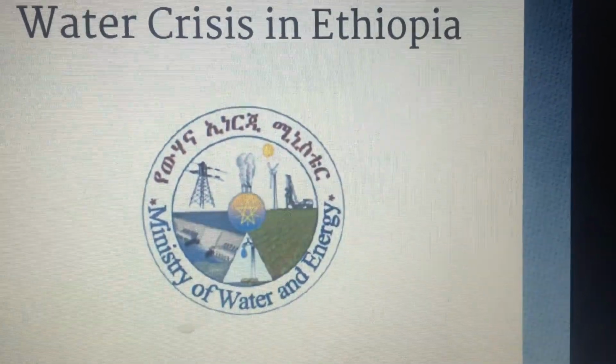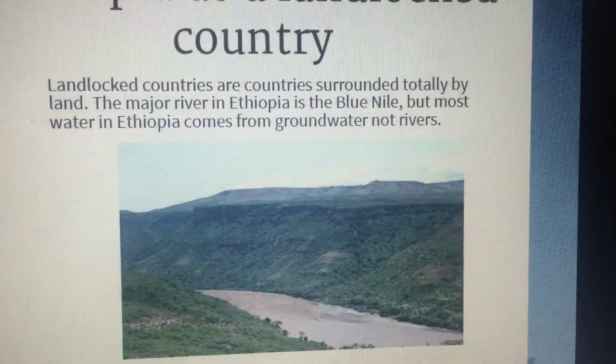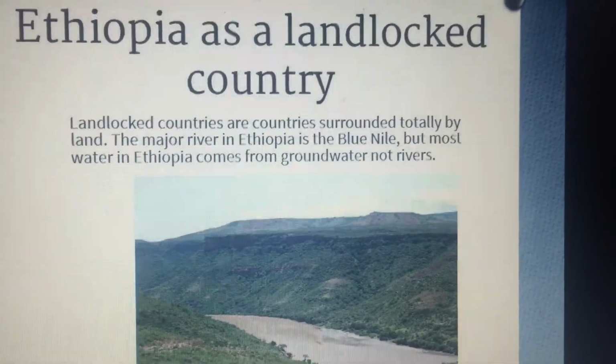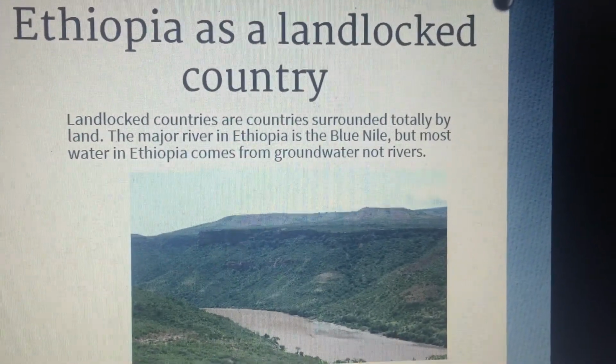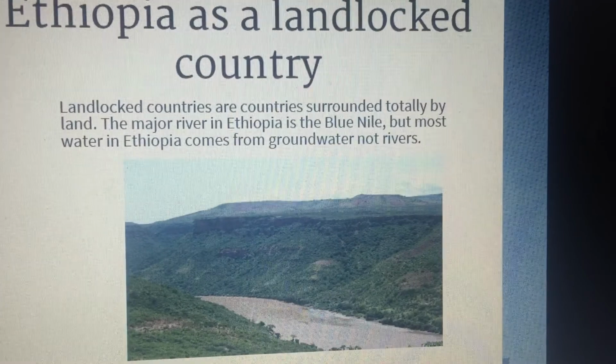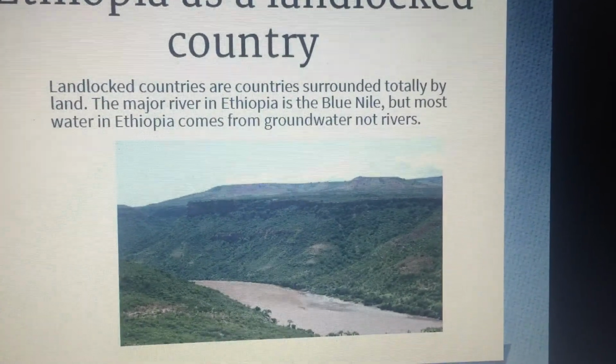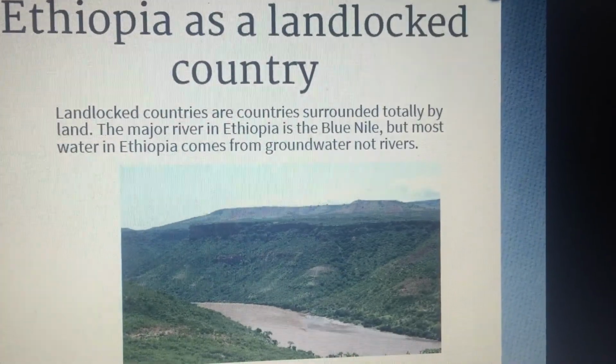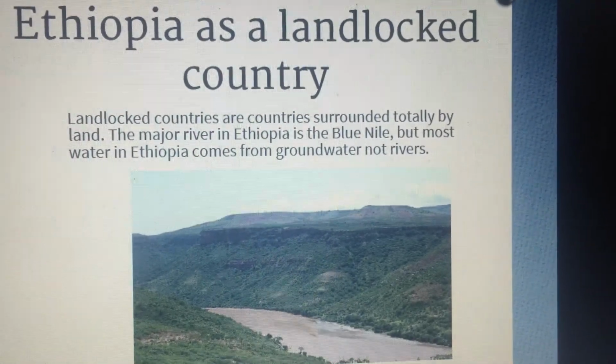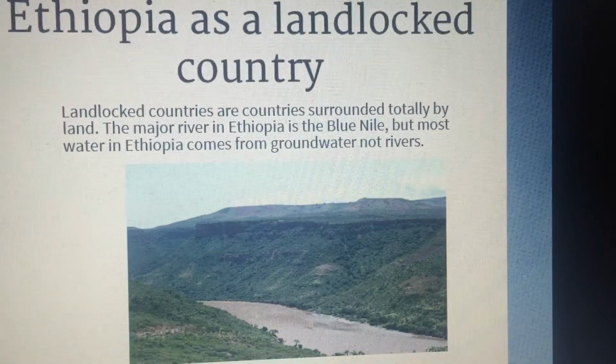Today's topic focuses on the water crisis in Ethiopia. Now, Ethiopia is known as a landlocked country, which means that the country is surrounded totally by land. And this makes it hard for a country like Ethiopia to gain access to fresh water from the sea or the ocean because it's surrounded by other countries.